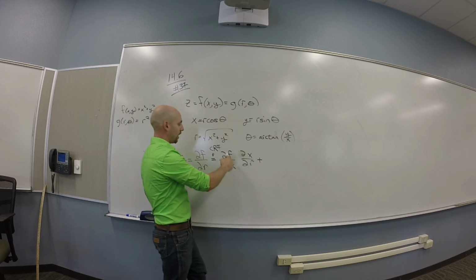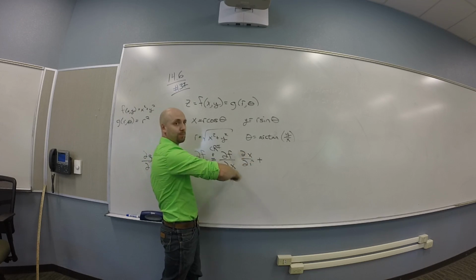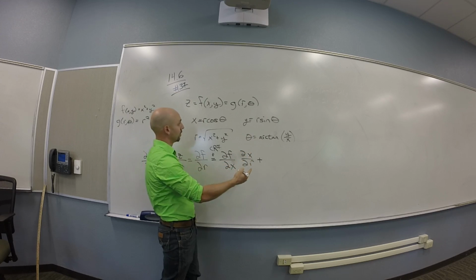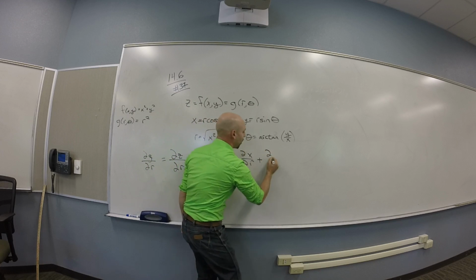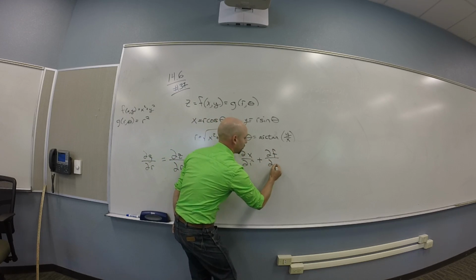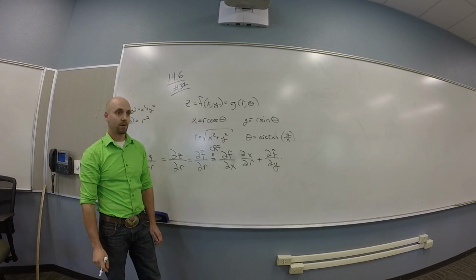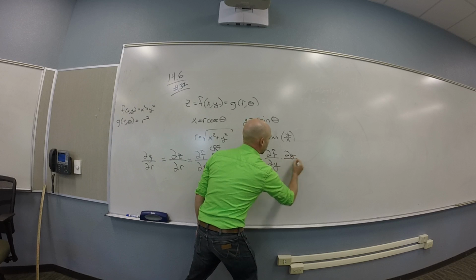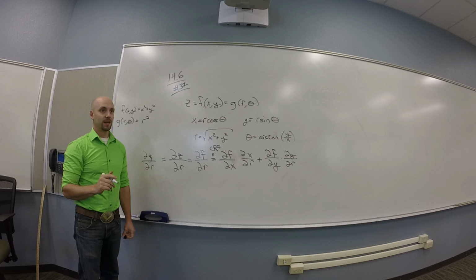So here I have the x slope of f and the r slope of x. That accounts for the x bits. Then what else does f depend on? Y. So I need the partial of f with respect to y times the partial of y with respect to r. You guys all see that?